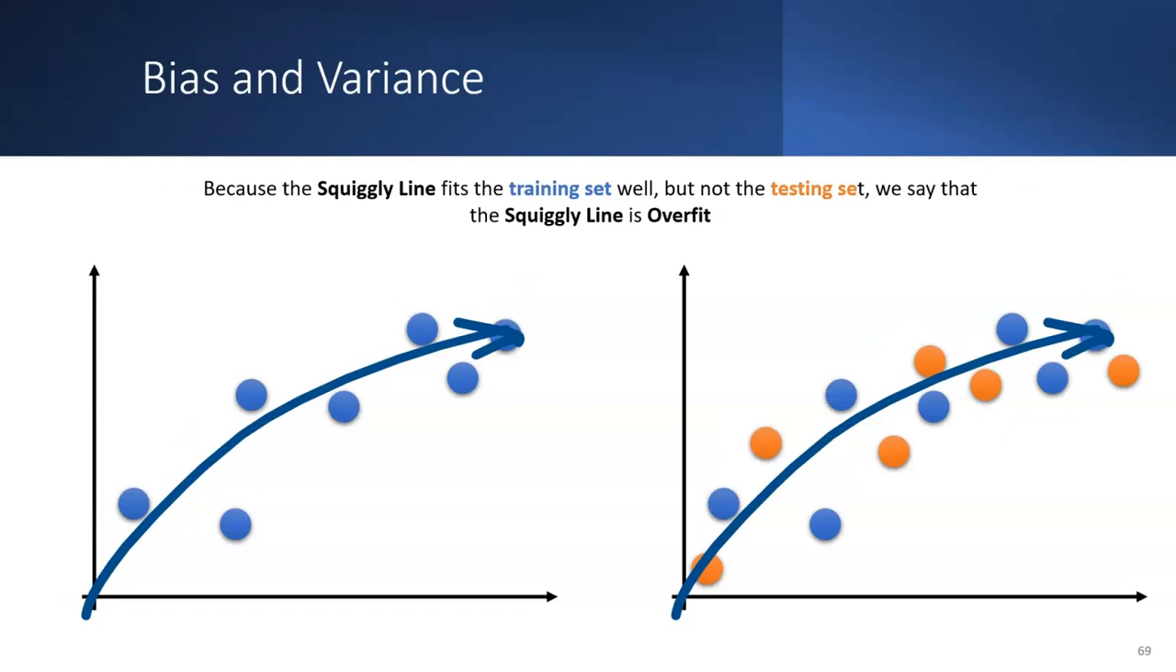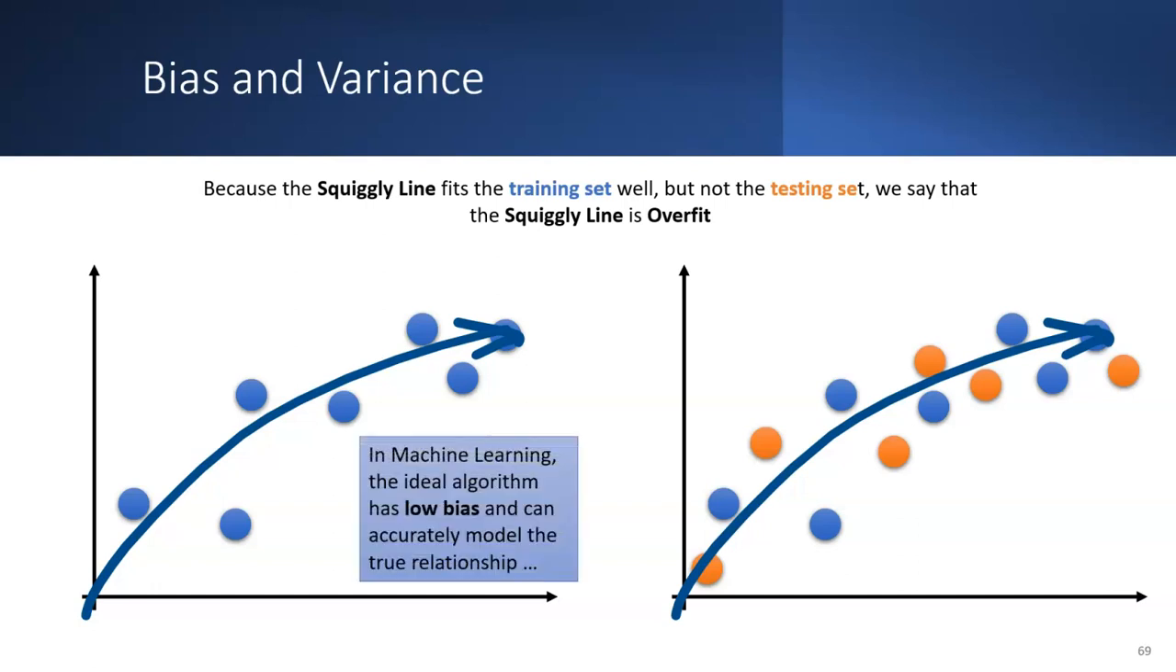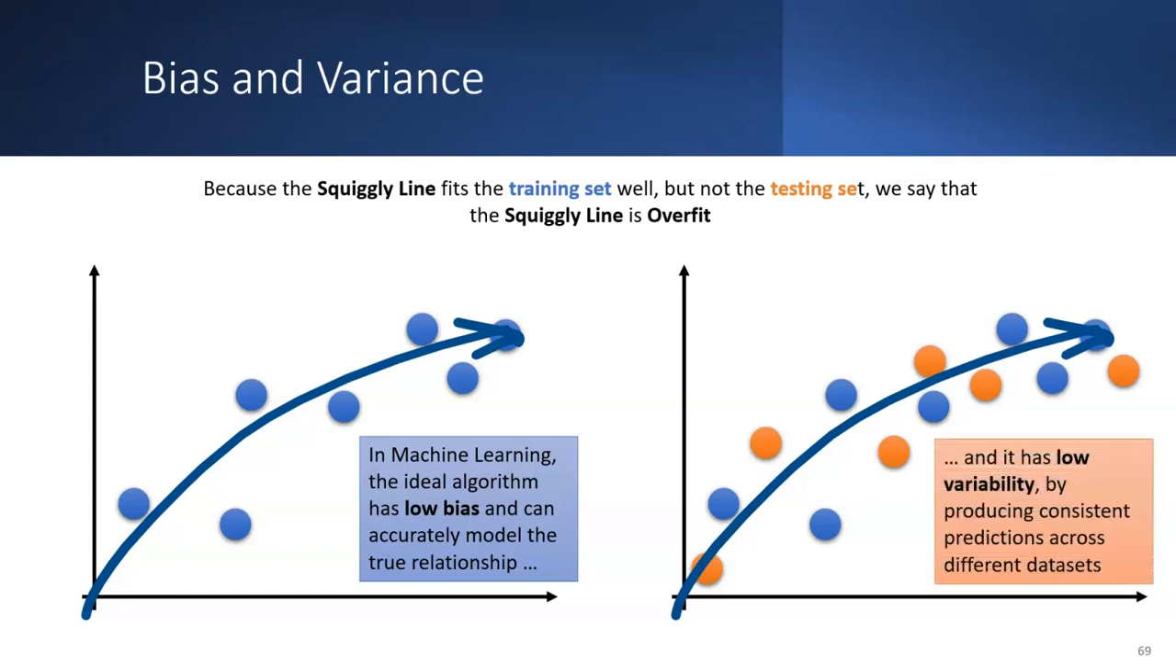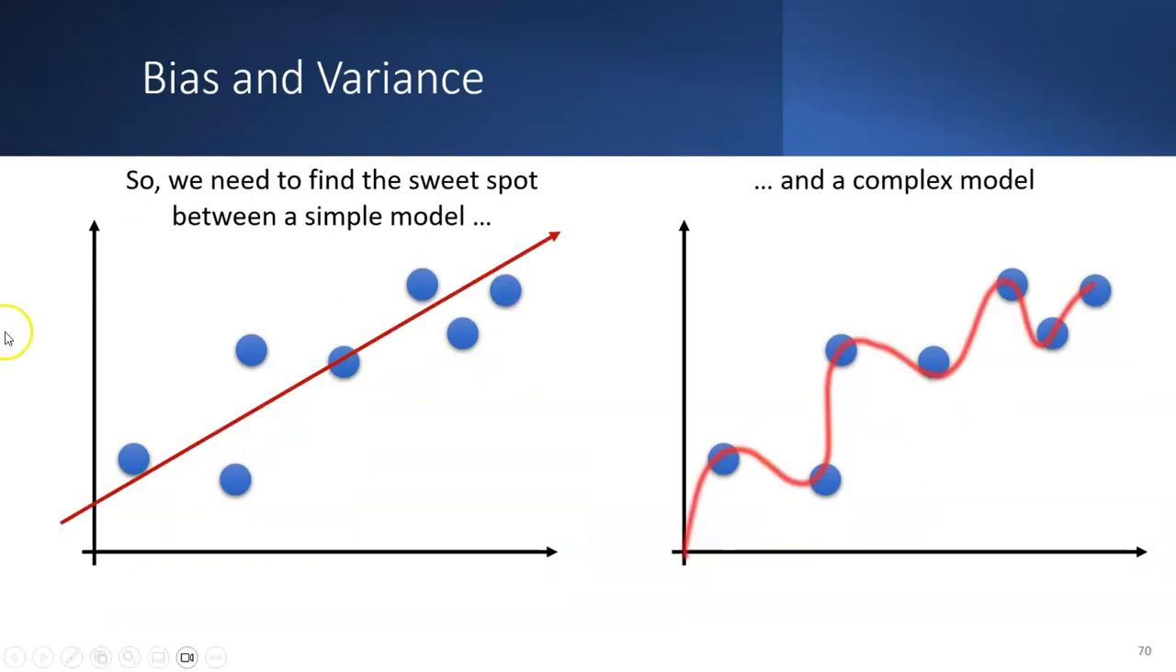The squiggly line fits the training set well, but not the testing set. So here it fails, right? We say that the squiggly line is overfitting: it covers all the points, but in the testing it fails. In machine learning, the ideal algorithm has low bias and can accurately model the true relationship, and it has low variability by producing consistent predictions across different data sets. So we need to find a sweet spot between the simple model and the complex model.